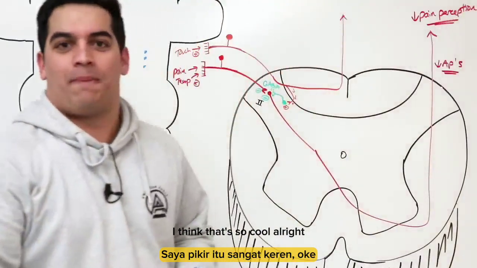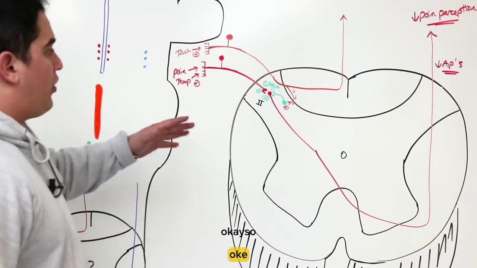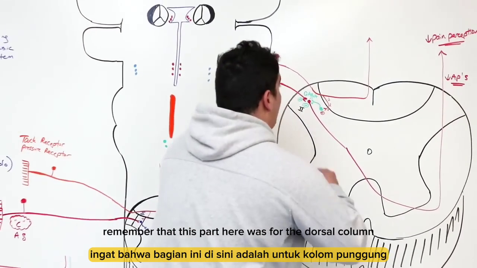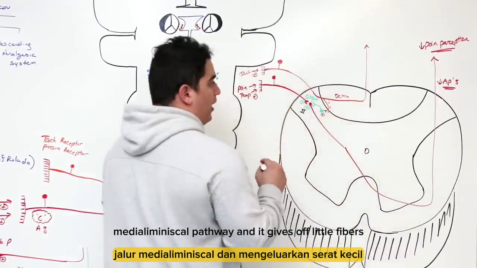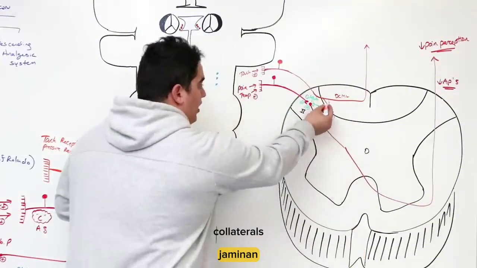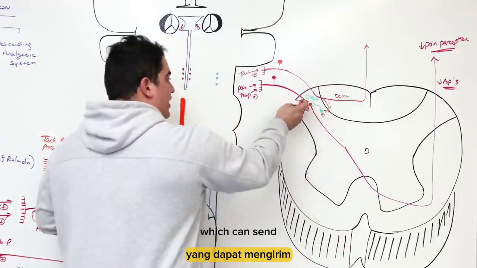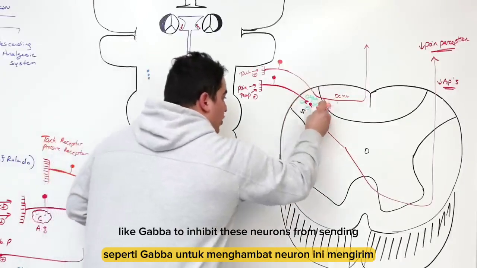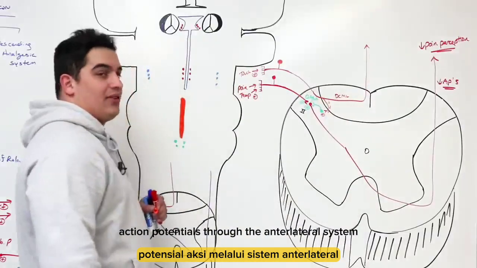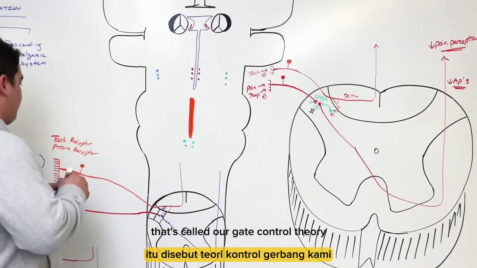I think that's so cool. All right, and this should make sense. Okay, so again, with this part, remember that this part here was for the dorsal column medial lemniscal pathway. And it gives off little fibers, collaterals, that stimulate these little inhibitory interneurons, which can release certain types of inhibitory chemicals like GABA to inhibit these neurons from sending action potentials through the anterolateral system, modulating the pain. So that's called our gate control theory.